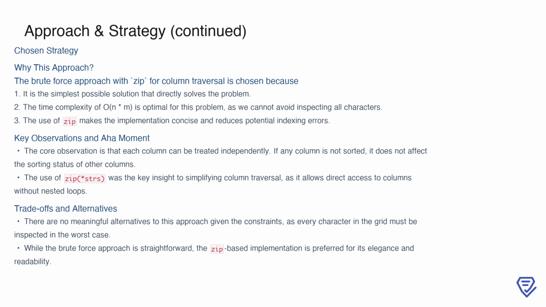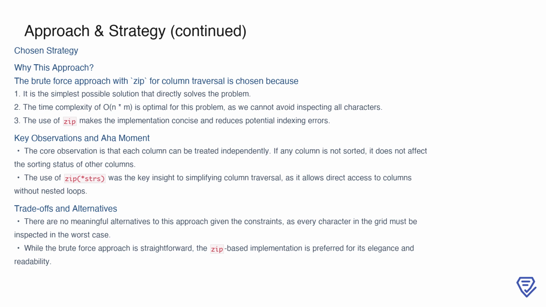A key observation here is that each column can be treated independently. Whether or not one column is sorted does not impact the sorting status of other columns. This independence simplifies the logic significantly. The aha moment in this solution comes from recognizing that zip(*strs) allows us to handle columns directly without needing nested loops, which greatly streamlines the process.